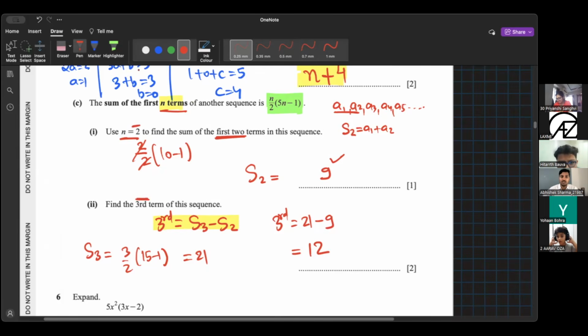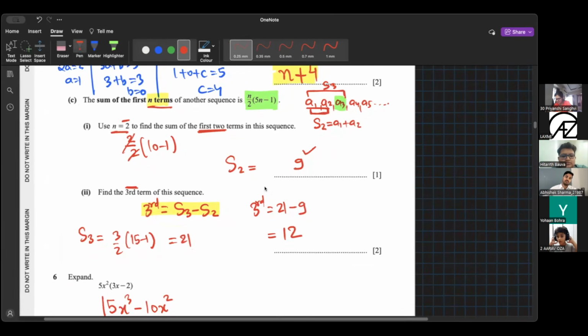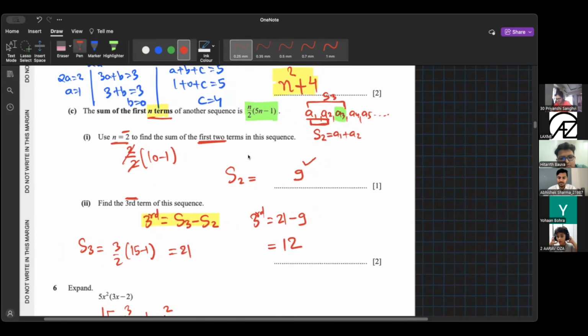Then they are telling us to find the third term. Third term means they want us to find A3, not S3. So the formula is, if you want to find the third term, you can do S3 minus S2. Because S3 will be all three, A1, A2, A3, and A1 plus A2 is your S2. So when you subtract S2 from S3, you will get the third term. Clear? I just had a doubt in that. Then why is it S3 minus S2? Is it clear now? Okay.